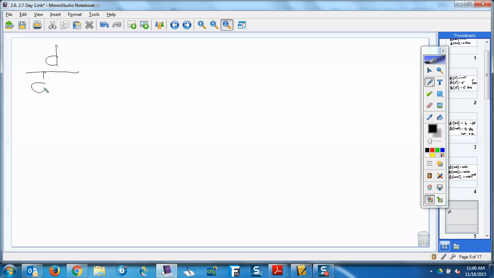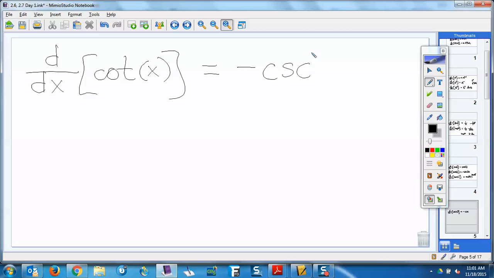So cotangent. There is kind of a connection here. You notice that the derivative of sine was cosine. The derivative of cosine was negative sine. We just did the derivative of tangent. It was secant squared. Does anybody want to venture a guess what cotangent is? Negative cosecant squared. First try. Right? So tangent, the derivative was secant squared. Cotangent, the derivative is negative cosecant squared.